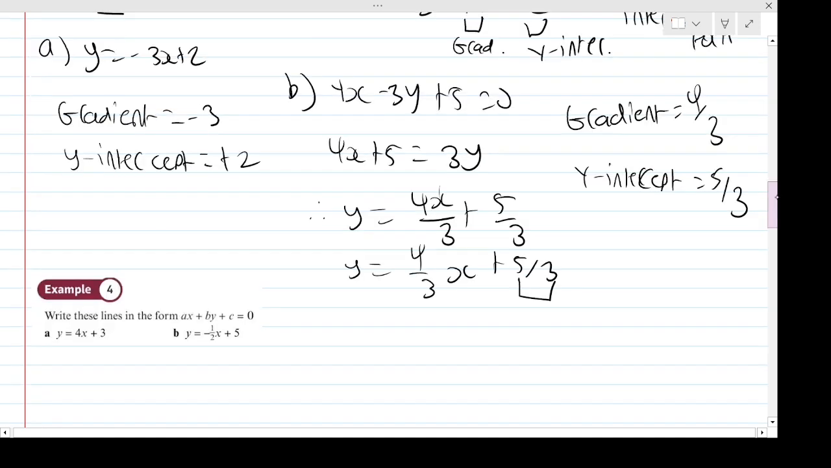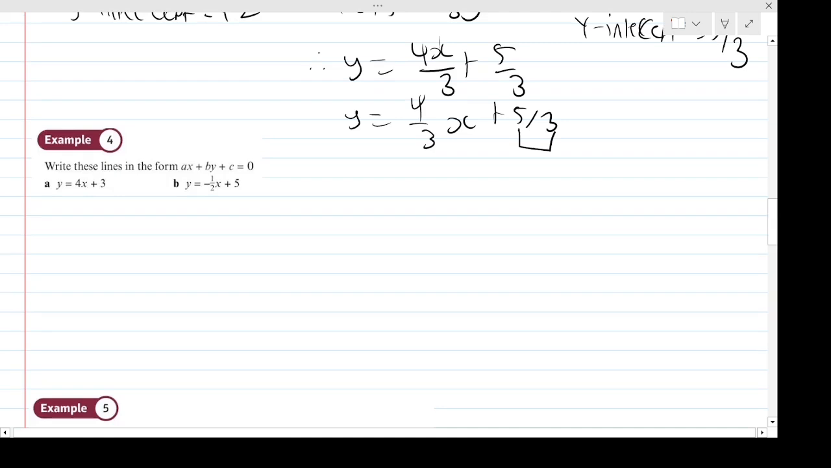So there we are. Example 4 then: write these lines in this form here. They want you to rearrange these lines into that form. So let's have a look. A, firstly, y is 4x plus 3. First of all, notice everything has to be on one side equal to 0. So I need to move all of this on the right side onto the other side. So therefore minus 4x minus 3 plus y equals 0.